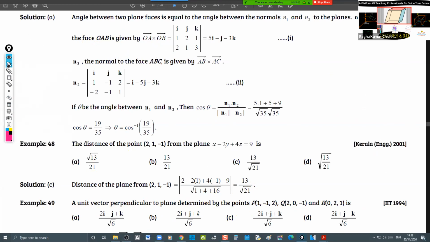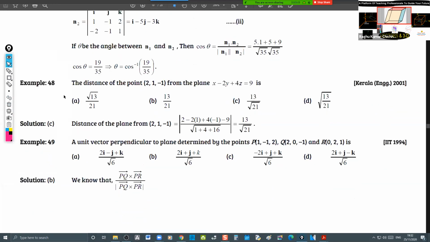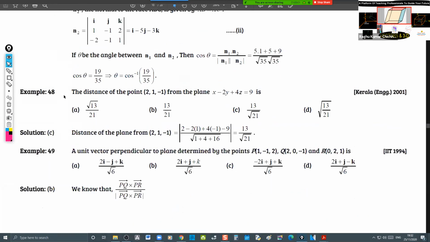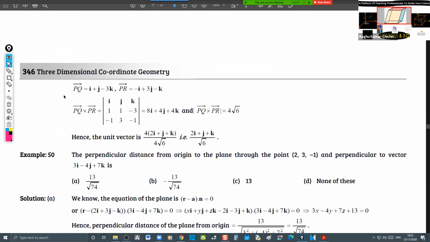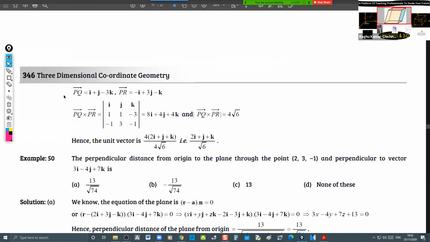The next one is 49. We finished it just now. Let us go for the 50th one. The perpendicular distance from origin to the plane through the point 2, 3, minus 1 and perpendicular to a vector. The plane equation is indirectly given now. Plane equation is not directly given. So what is to be found out?